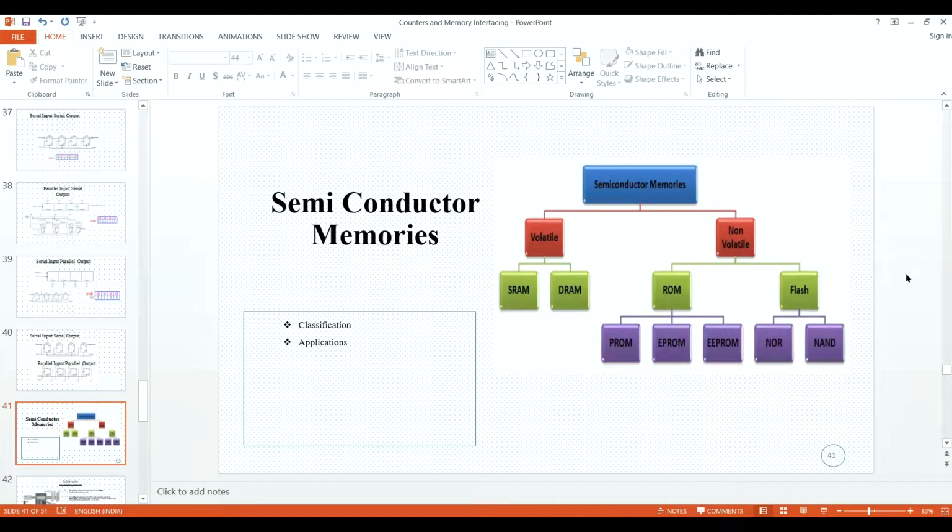So volatile, yes, SRAM and DRAM. And in semiconductor memories, we are talking about non-volatile, where we have ROM and flash memory, where the flash memory incorporates NAND and NOR configurations. But in ROM, we have PROM, programmable ROM, EPROM, and EEPROM.